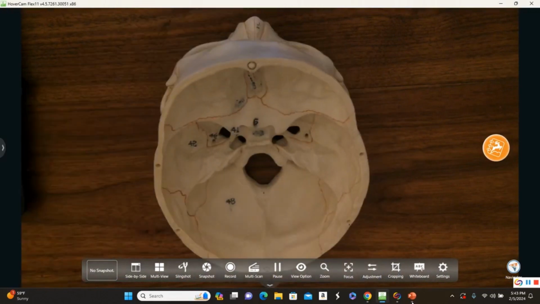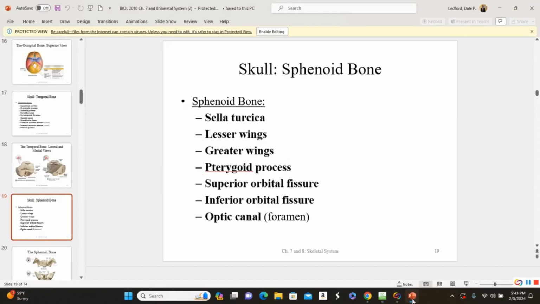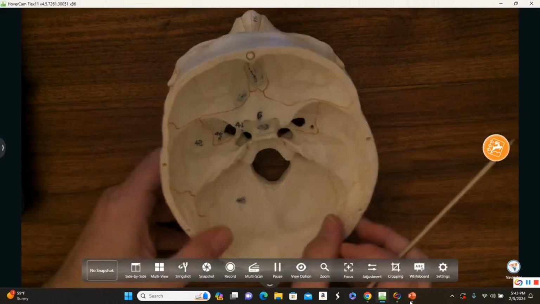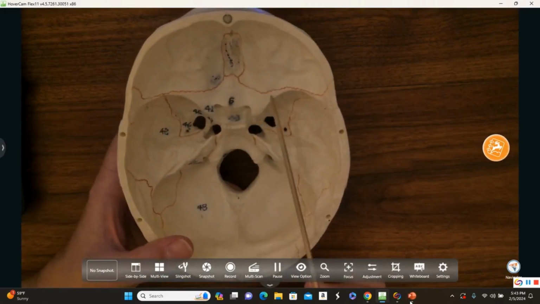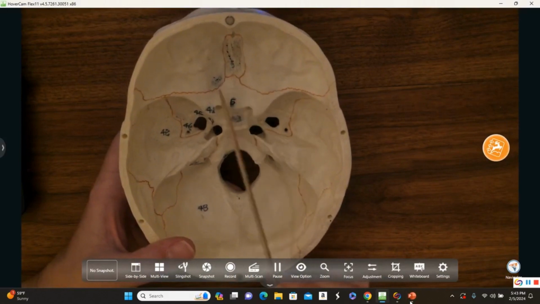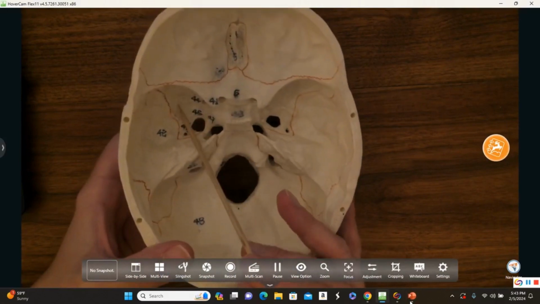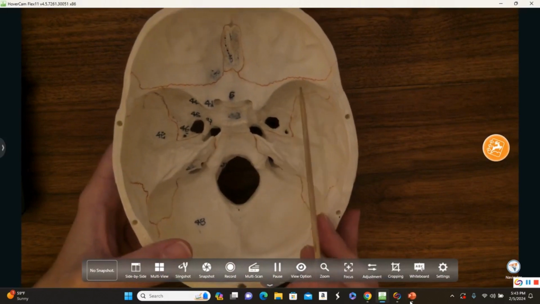Now the sella turcica, Turkish saddle, the lesser and greater wings. There are lesser wings right here, wings of the bat, lesser wings up here, and there are greater wings, the floor on the bottom.